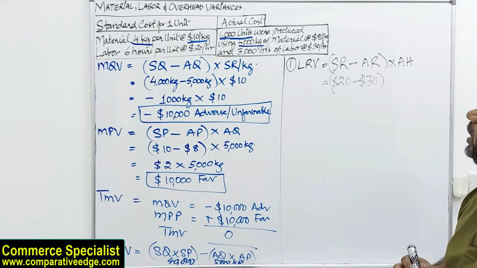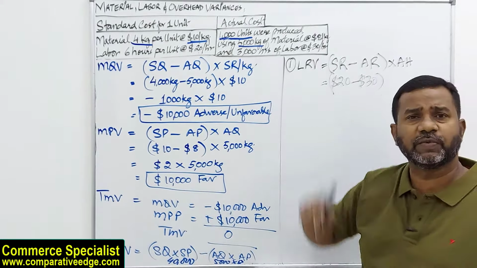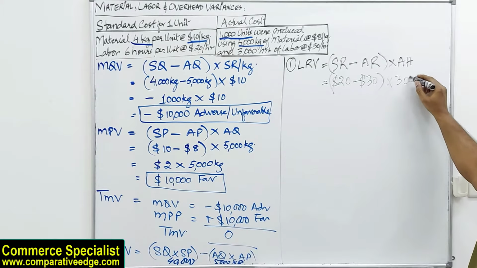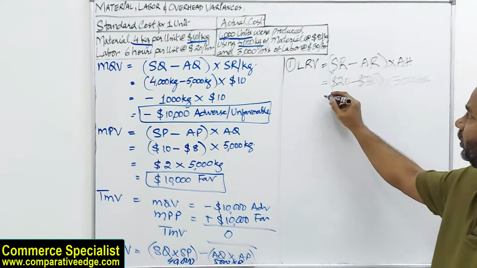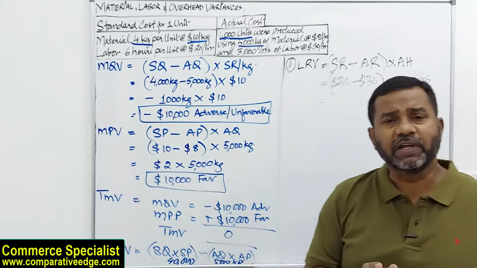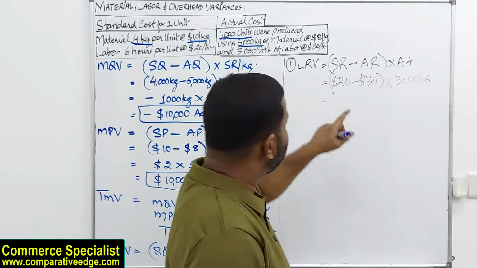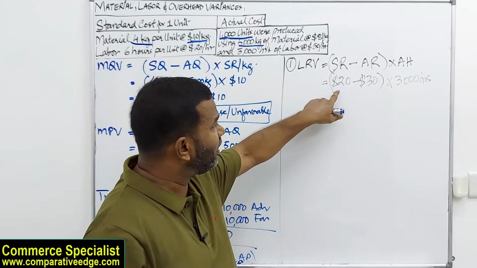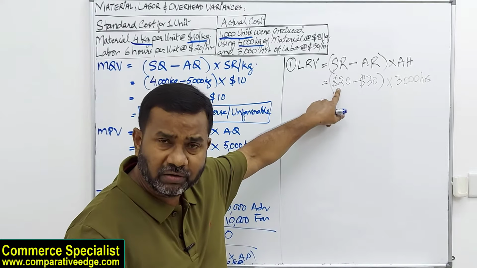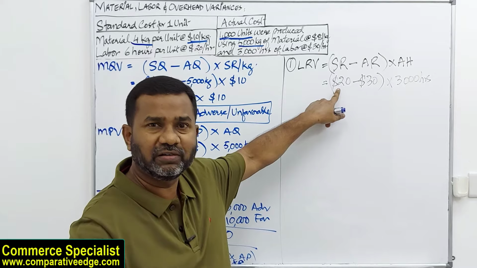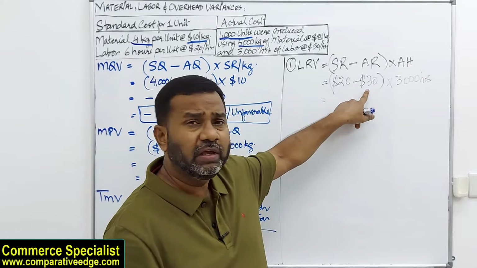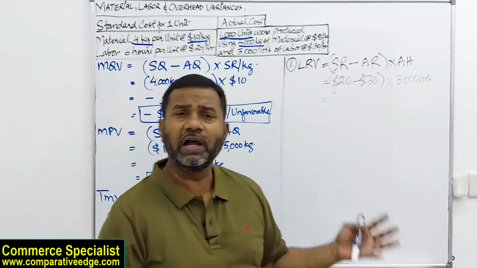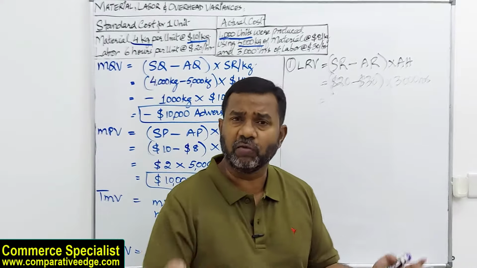And then if you look at actual hours, 3,000 hours has been used. So I can multiply it by 3,000 hours. So what is happening now? Your standard rate, the company was all set, mentally ready to pay the laborers at the rate of $20 per hour. But when production started, they had to pay labor $30 per hour. So obviously they're losing here. You have to have an adverse variance, an unfavorable variance.